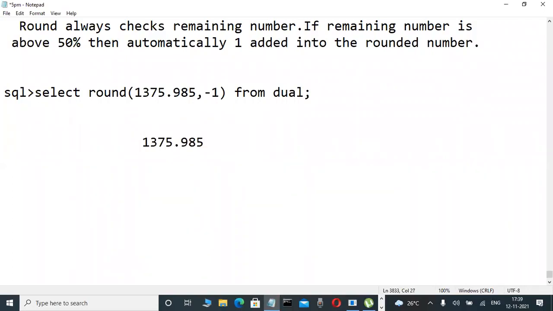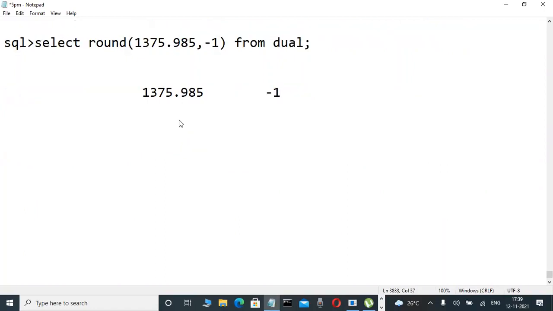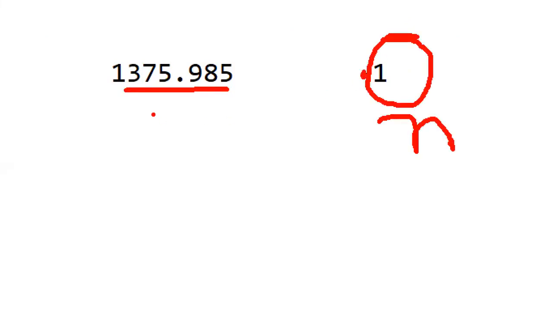1375.985 is the number I'm giving. Any number, just for my interest, any number I'm typing. Okay, not a problem. This number I want to round based on a negative sign. Suppose I want to round this number m based on this number n. If n is a positive number, it is very easy. A positive number means we keep one digit after the decimal point.